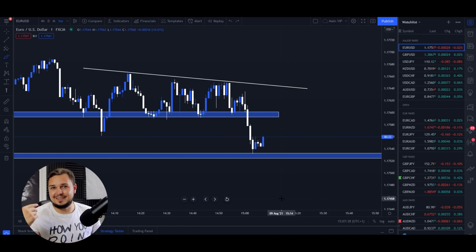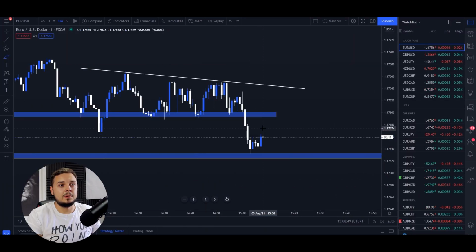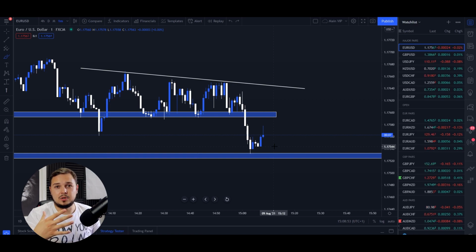I'll come back to you guys in a bit. So as you can see, it's pulling back a little bit, finding some sort of area resistance, but I really need to enter on a bearish engulfing candle off a resistance zone. So I'm still waiting and keeping my eye on the market.